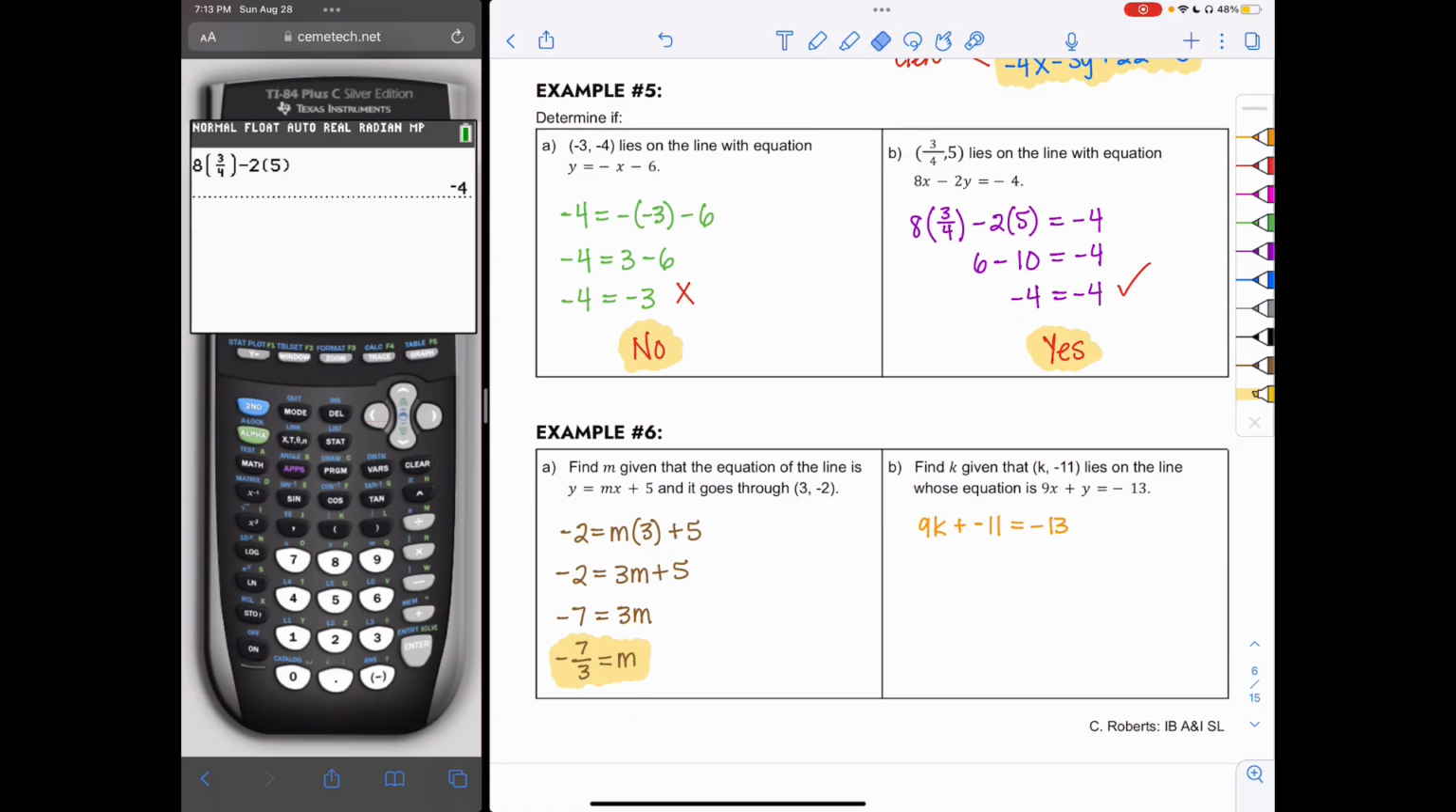If I add a negative 11, that's the same thing as subtracting 11. So I will have 9k minus 11 is equal to negative 13. I will have to add 11 to both sides, which will end up giving me 9k is equal to negative 2. And then I will have to divide both sides by 9, which will end up telling me that k is equal to negative 2 over 9.